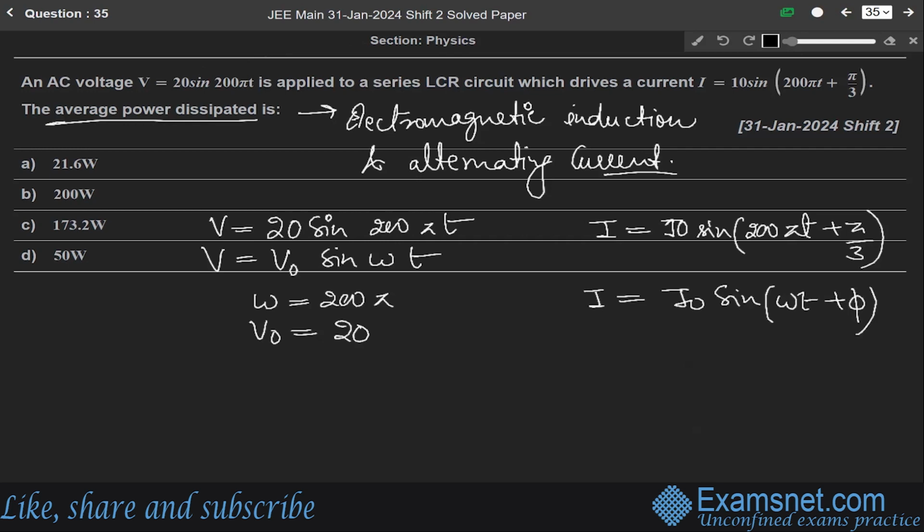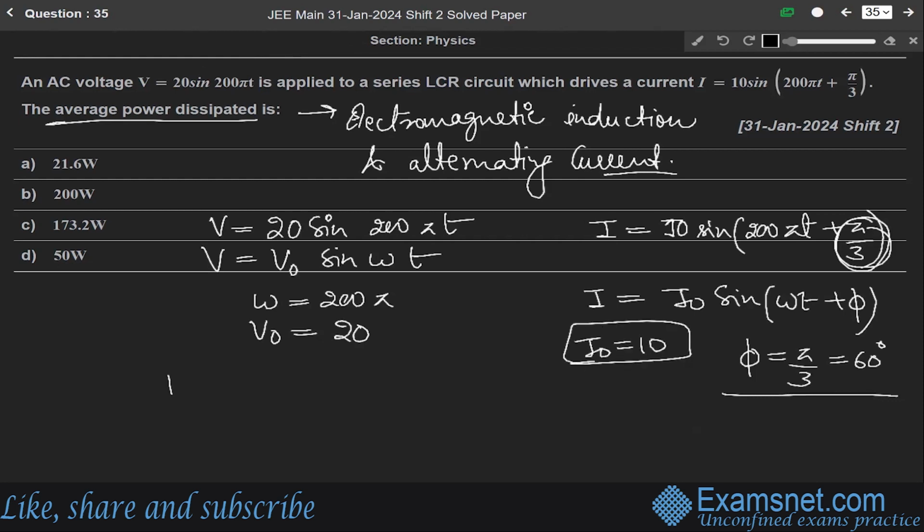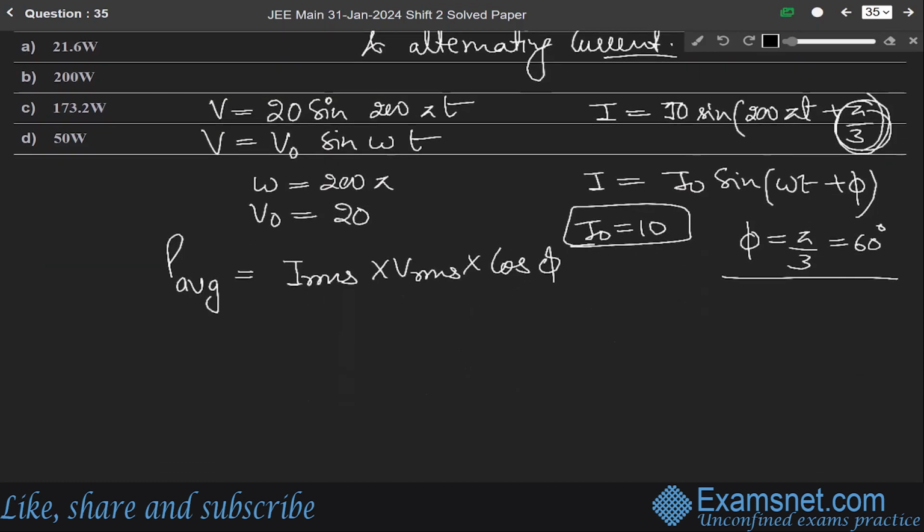This phi angle means the angle between current and voltage is pi by 3, means either the current is leading by a phase difference of pi by 3 or the voltage is lagging behind by a phase angle of pi by 3. So here phase angle phi is equal to pi by 3, means 60 degree. Here also omega equals 200 pi and I naught equals 10. Now we have to find the average power. So average power is equal to IRMS into VRMS into cos phi, and IRMS is given as what?